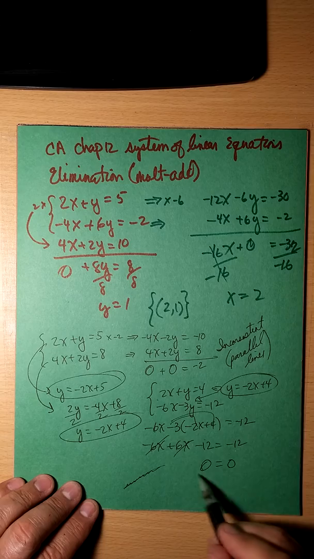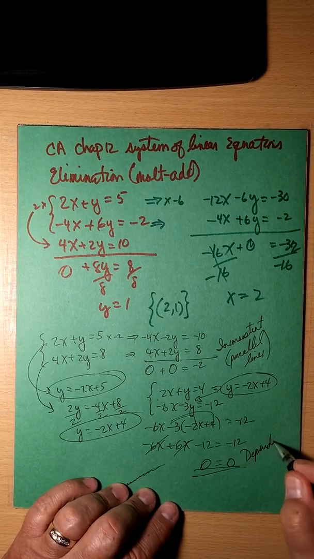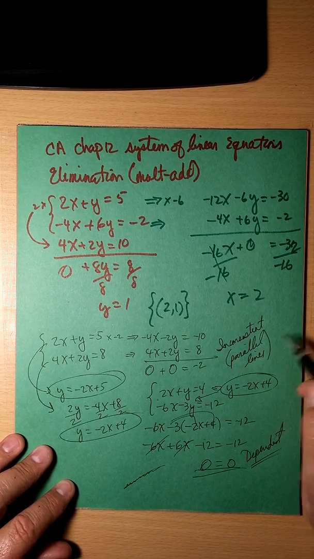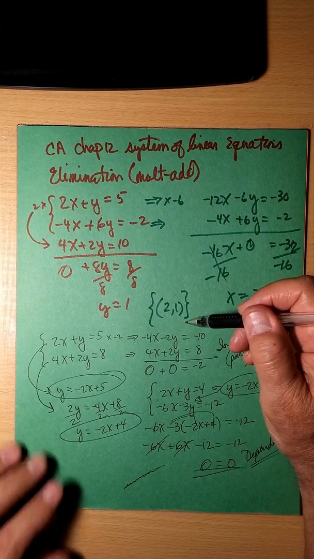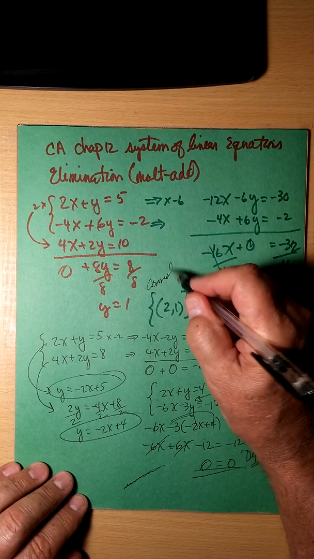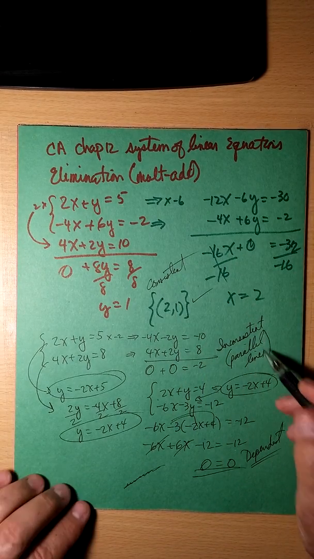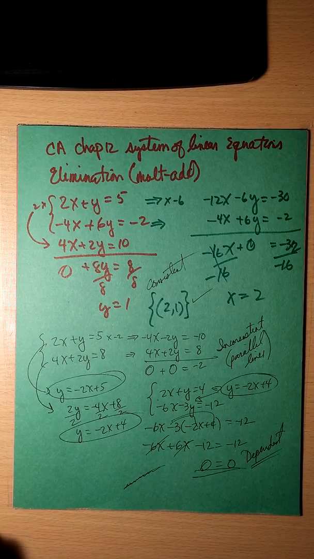So, if you get something that's always true, this is a dependent system. If you get something that's never true, it's inconsistent. If you get that one point where you find a true spot, then this is a consistent system. This is what we're looking for. But these can happen, certainly. Okay, next are matrices.